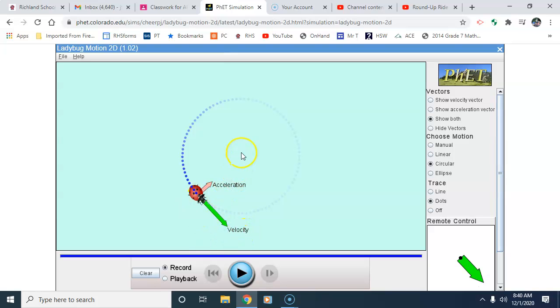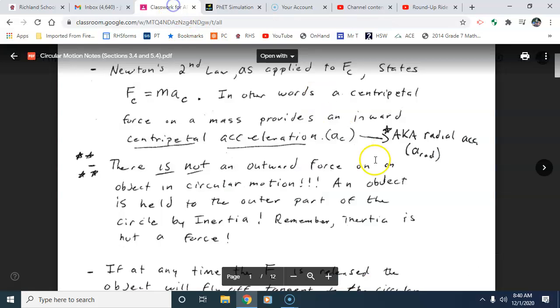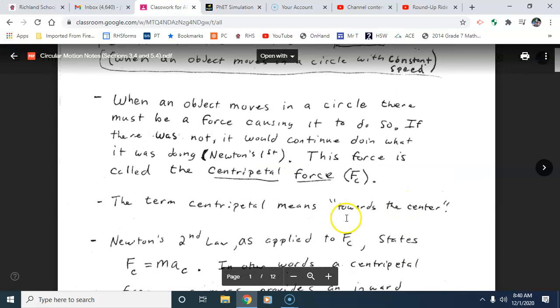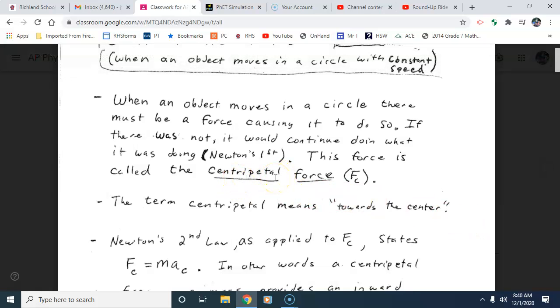But there's something that's making it go in a circle, right? And that something, in the case of the ladybug, would be friction, all right? But that friction would be known more generally as a centripetal force. A centripetal force is any force that causes circular motion. So it might be friction. A car rounding a turn is friction. Friction is the specific force that's causing it to go in a circle, and it is centripetal.